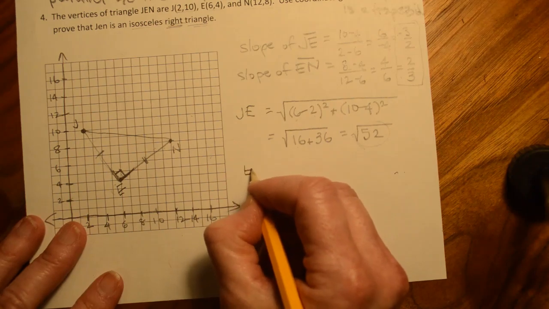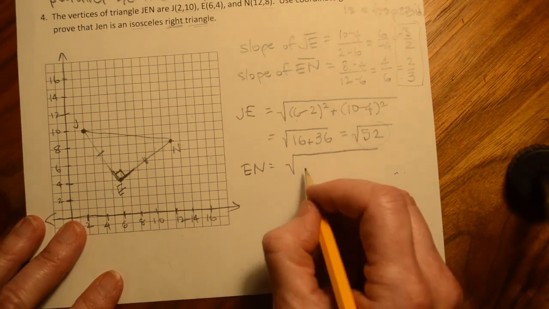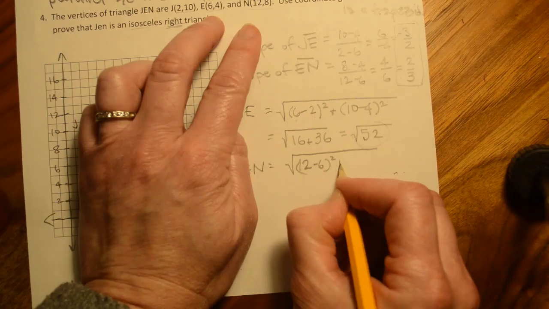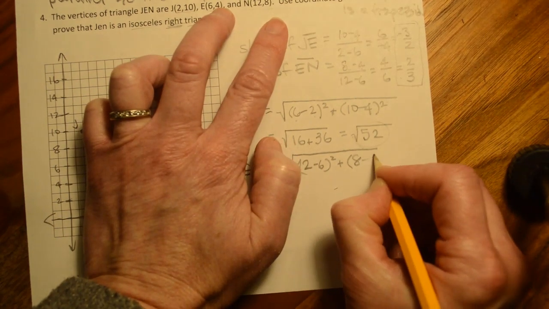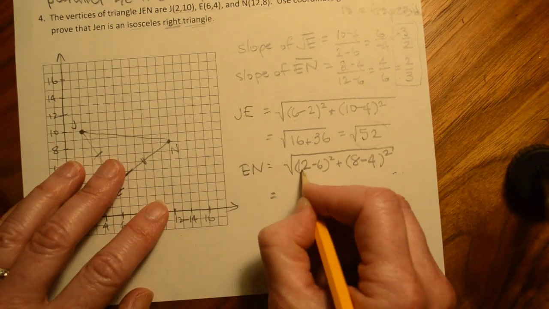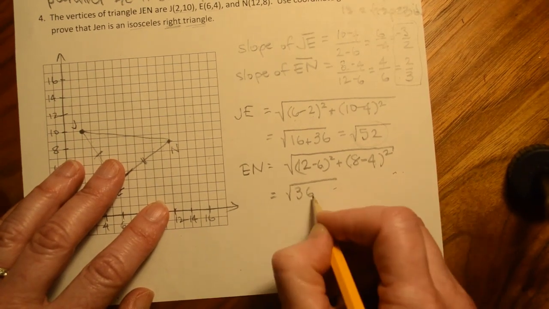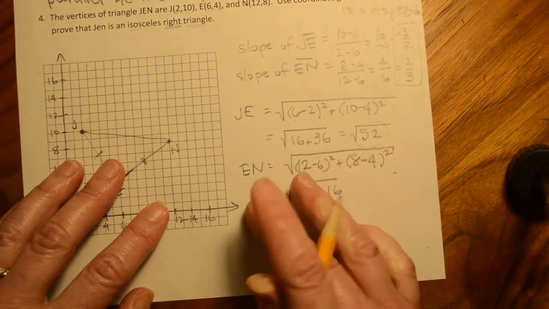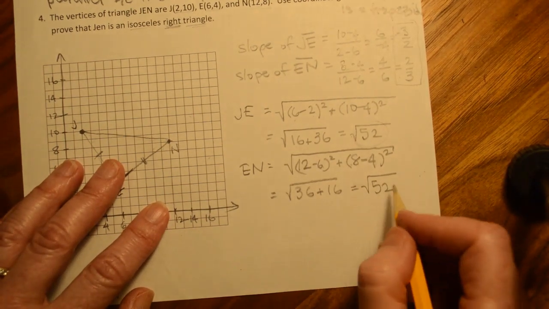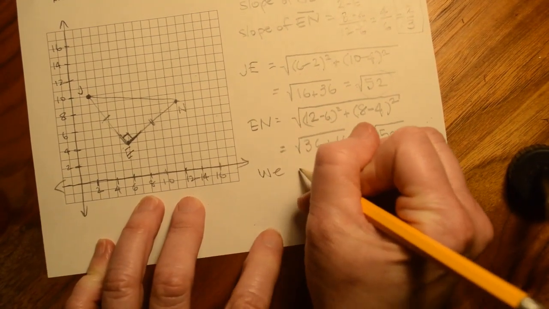Okay, so then EN is difference of the x coordinates, so 12 minus 6 squared, plus difference of the y coordinates, 8 minus 4 squared. 12 minus 6 is 6, squared is 36. 8 minus 4 is 4, squared is 16. So again, we get 36 and 16, which is the square root of 52. So they are congruent.